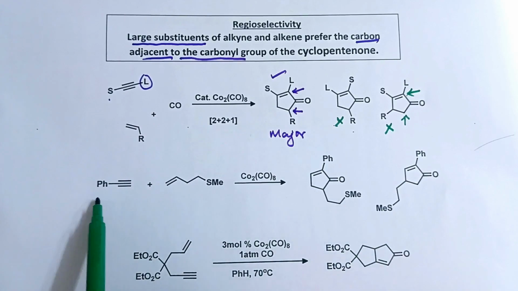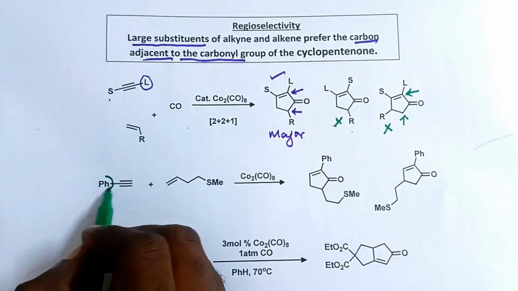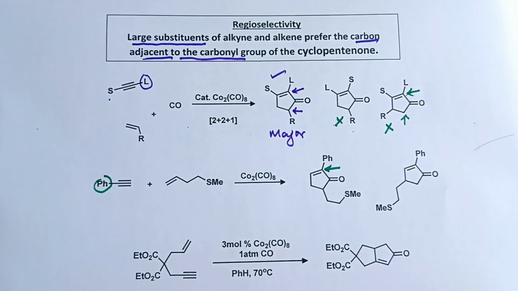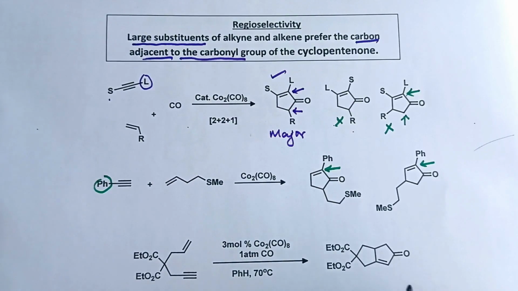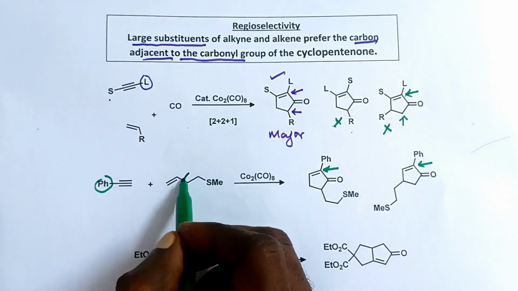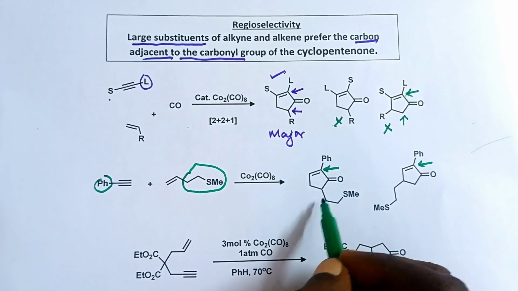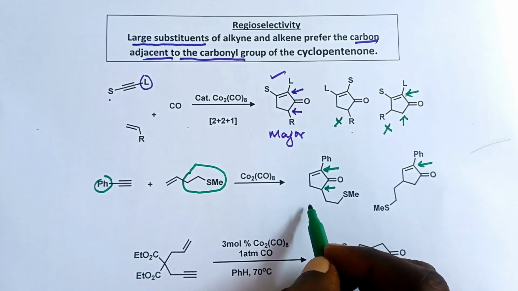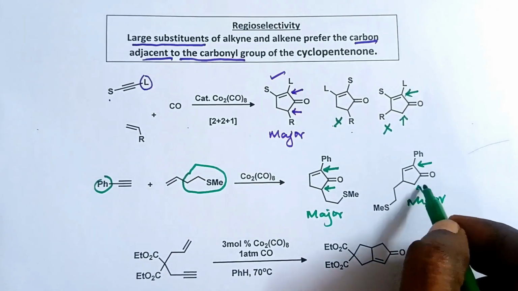Look at this one, phenylacetylene and homoallyl thioether. The phenyl group comes at the adjacent carbon of the carbonyl group. That's fine. And here is also the same. So both are okay, phenyl group at the adjacent carbon of the carbonyl group. But this substituent from alkene, here it is okay, but here it is away. Here it is at the adjacent carbon. So this one is okay. This is the major product and this is minor. It is supposed to be here.